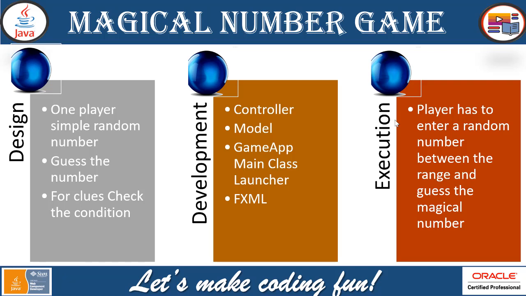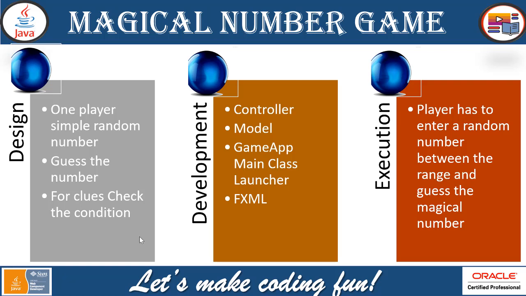First we'll see the designing, then the development, and lastly the execution for testing purposes. As per the requirements, the design goes like this. We need a one-player simple random number generation. The compiler will pick a number within the range, and that's what we need to guess. The user has to guess that particular number within that range.